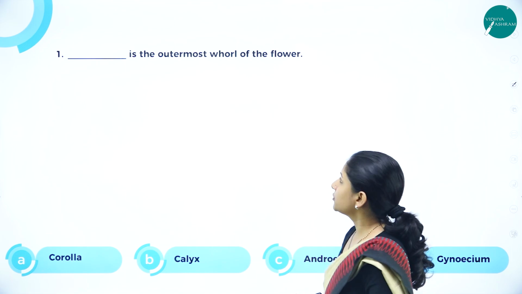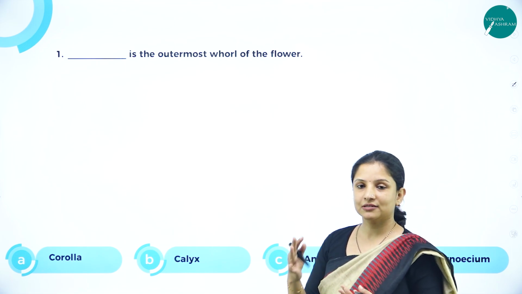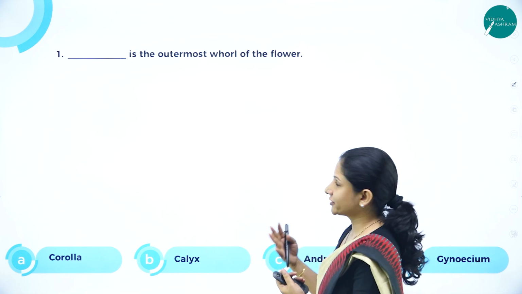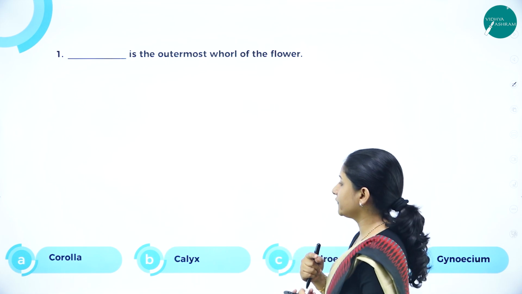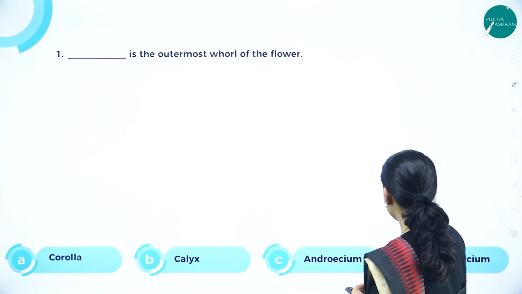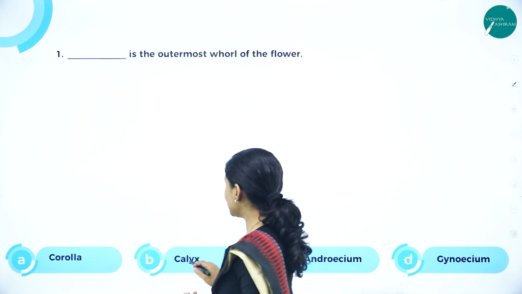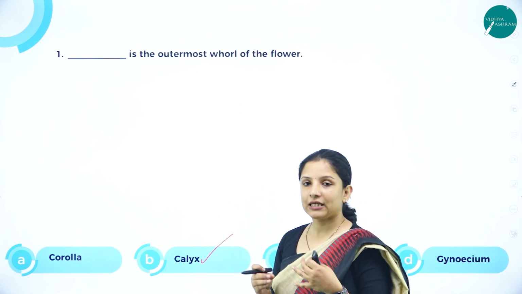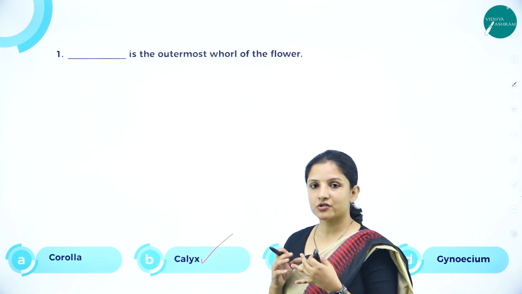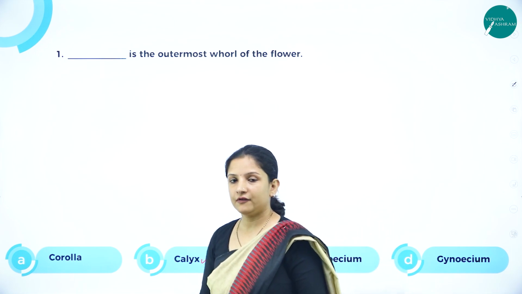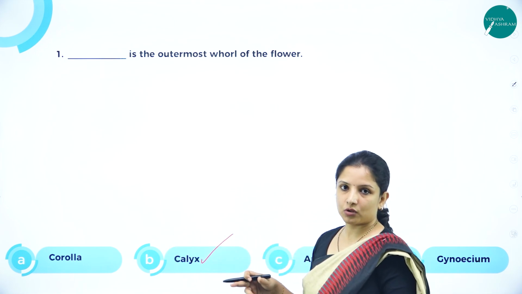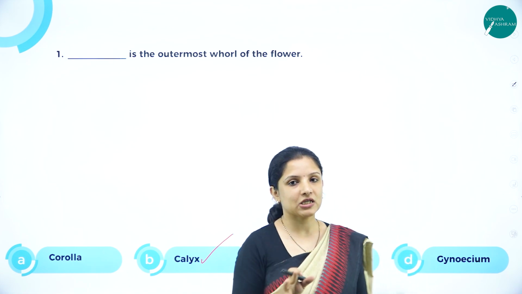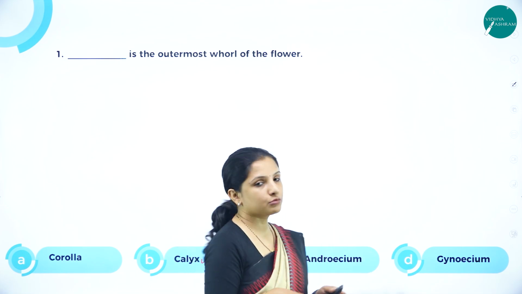Dash is the outermost whorl of the flower. This is something related to the earlier sessions that I had done, so just brush up. Dash is the outermost whorl of the flower. Is it corolla, calyx, androecium or gynoecium? Calyx is the outermost whorl because calyx is the sepals, green, reduced leaf-like structures which form the outermost whorl of the flower. Corolla is the next whorl which is inner to the calyx, androecium is inner to corolla, and gynoecium is inner to androecium, and it is the innermost whorl.